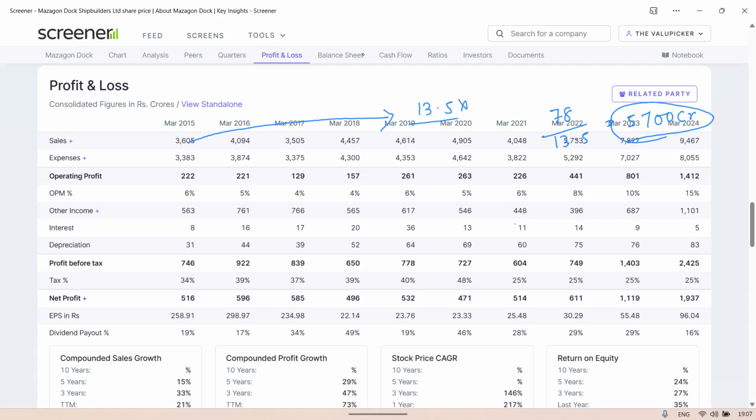One second, just wait because I'm just using this particular pane and explaining to you. So it is taking some time.